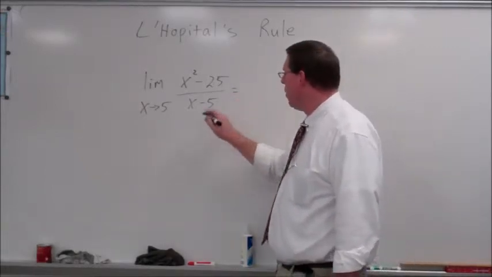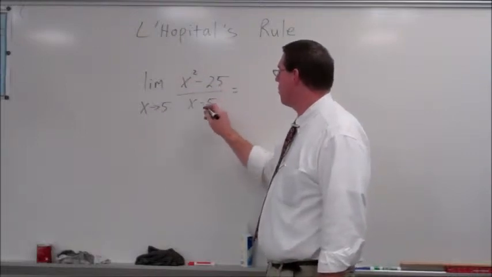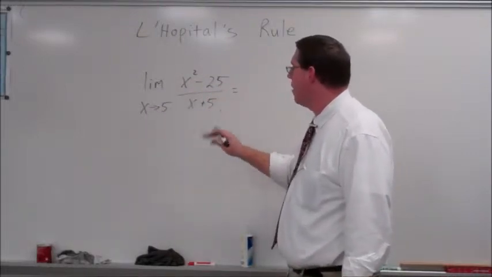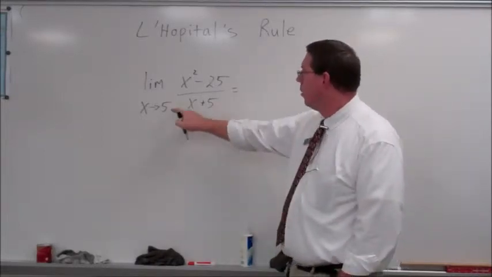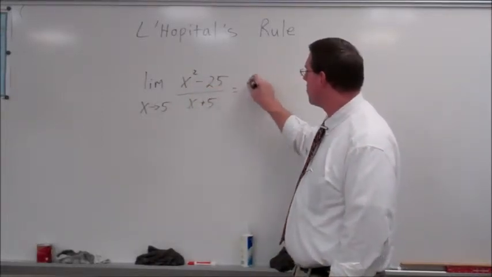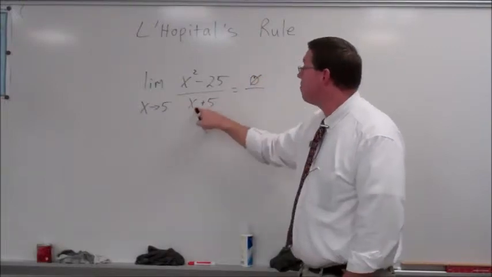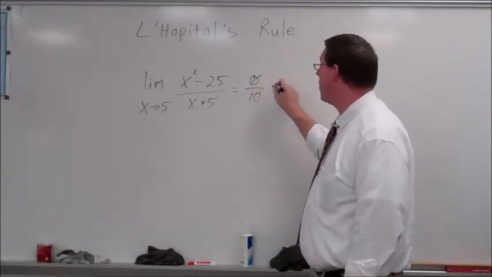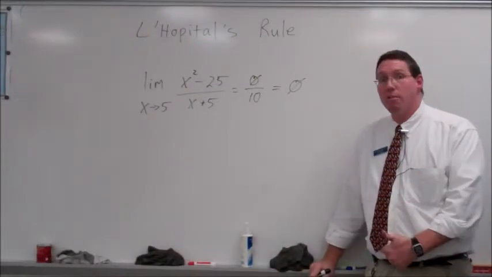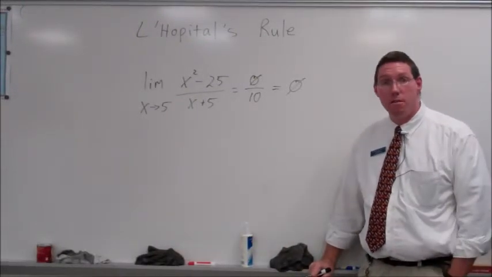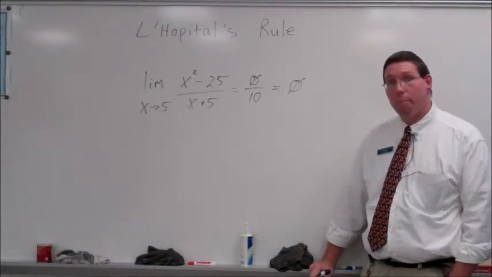Now watch this. What if this was x squared minus 25 over x plus 5? This is not going to result in an indeterminate form. 5 squared minus 25 is 0. 5 plus 5 is 10, and this equals 0. This has an answer. The correct answer to this is 0. You do not need L'Hopital's rule.